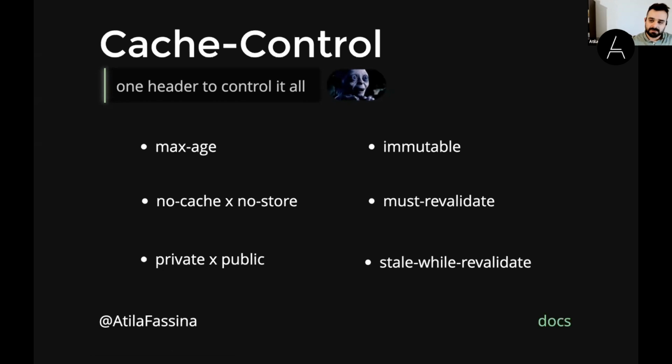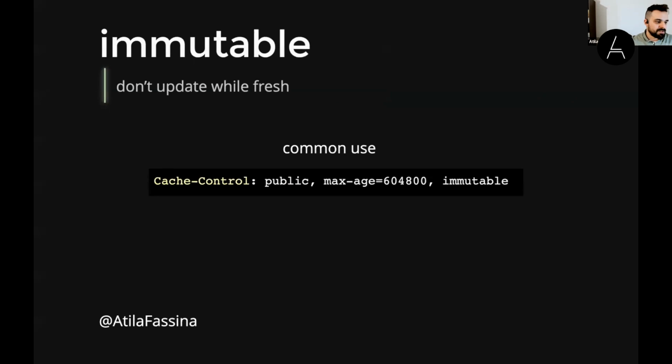And then you have the other directives that we're going to see in a little more detail, which are immutable, must-revalidate, and stale-while-revalidate. The immutable one is basically how we say don't update while it's fresh. That's the cache directive we used back in the day when we were revving, or adding hashes to our static files. Basically, we say cache for as long as you can, and actually that max-age is a hint, because not all CDNs cache forever. Vercel, for example, caches for 31 days, I think, something like that. So it really depends on which CDN you're using.